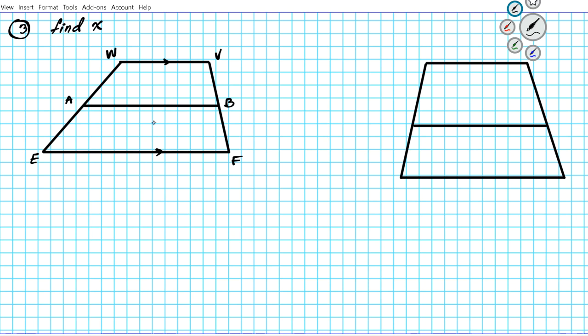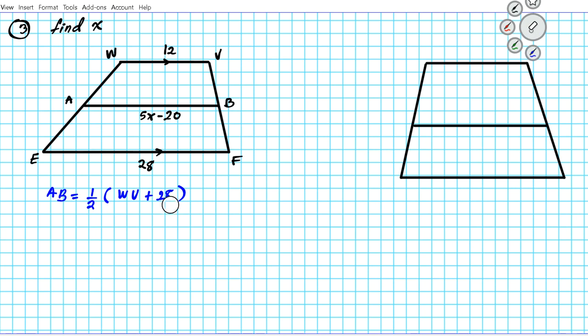All right, so let's say the median is 5x minus 20. The shorter base is 12, and the longer base is 28. Okay, let's see. We want to find what x is, so we need a formula that relates the bases and the median. Okay, so the formula is that the median, AB, is equal to half the sum of the bases, WV plus 28.